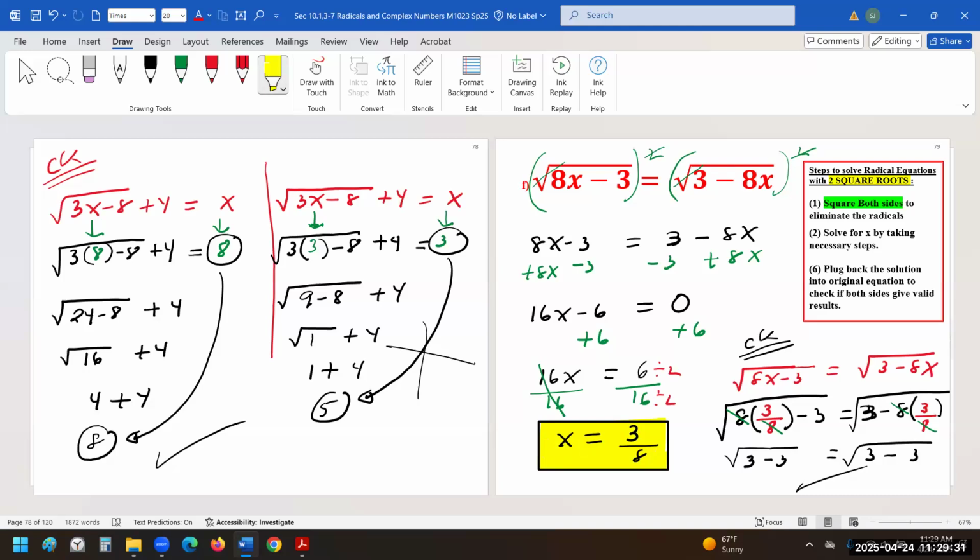And that's how we solve radical equations. In the final exam, there will be at least one. And in the in-class exam, there will be one, definitely. Any questions?